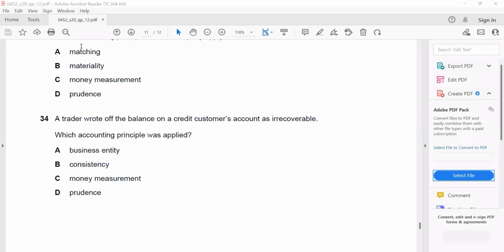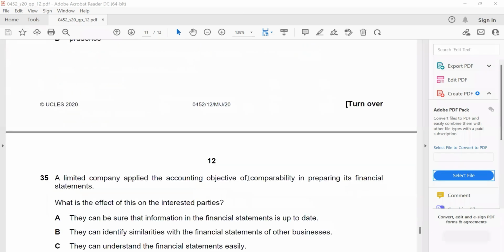Okay, question 34. A trader wrote off a balance on the credit customer account as irrecoverable. Which accounting principle was applied? Under the irrecoverable topic, there are two concepts, matching and prudence. So which one is used here? Only prudence appears. So the answer should be prudence. Business entity talks about separate records for the owner and the business. Okay, consistency talks about the method or rate used must be consistent throughout the period.